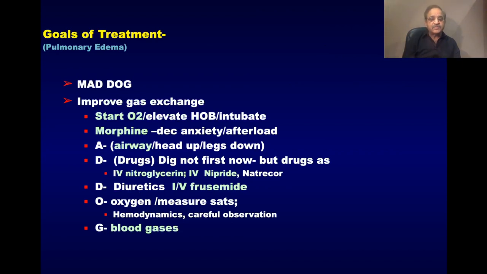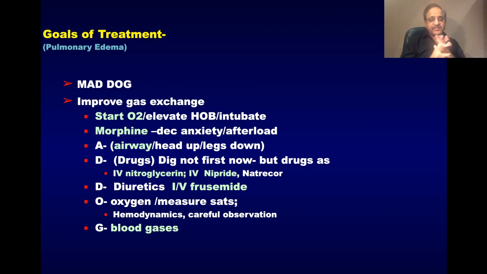You give a high dose of oxygen, and if the saturation doesn't improve, you of course then intubate the patient, and you may put the patient on a ventilator. Morphine is very helpful in decreasing the anxiety as well as in reducing the preload and afterload, because it is a venodilator and it reduces the sympathetic activity and the heart rate. And then, of course, we give intravenous nitroglycerin, which reduces the preload.